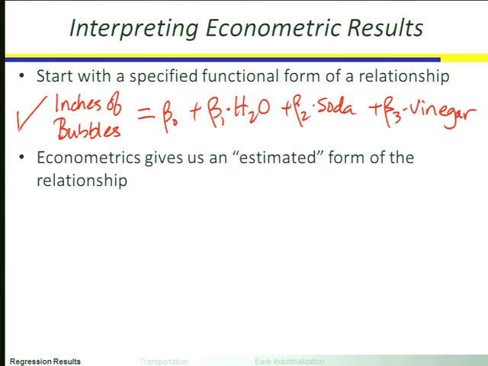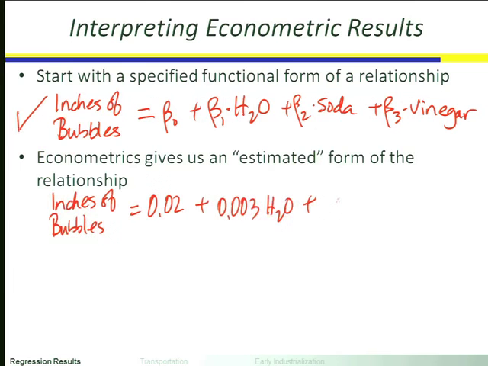That the inches of bubbles, I'm going to make up numbers, inches of bubbles equal 0.02 plus 0.003 times the amount of water plus 0.5 times the amount of soda plus 0.9 times the amount of vinegar. So the computer has spit out these values, the estimated values of our constants or our parameters, the 0.02, 0.003, 0.5, and 0.9. That's the estimated form of this relationship that tells us how water, soda, and vinegar are related to the amount of bubbles that are created.